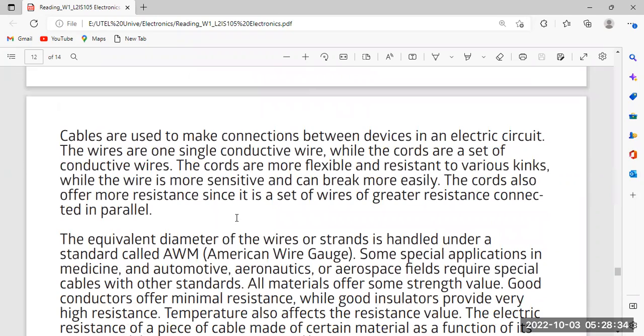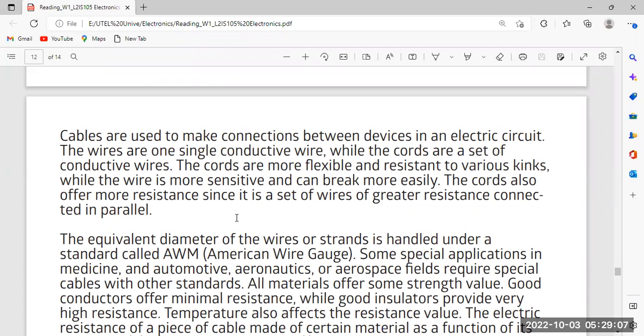Now, cables are used to make connections between devices in an electric circuit. As we have seen, the cable between the voltage source and the bulb and the switch through which the current flows. The wires are one single conductive wire, while the cords are a set of conductive wires. The cords are more flexible and resistant to various things, while the wire is more sensitive and can break more easily.